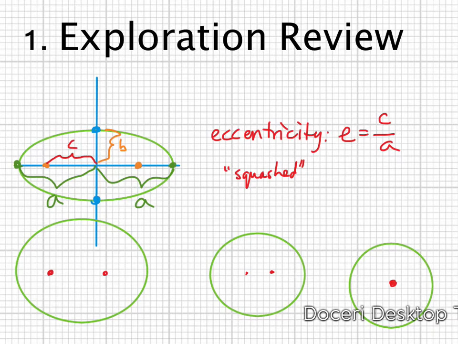So we use string and pen to create an ellipse, and what you should have figured out is the distance from each focus to a point on the ellipse will, when we add it together, be the same all the way around. And as long as the major axis stays the same and the foci stay the same, the eccentricity will be the same. Alright, so that's kind of what we did in class.